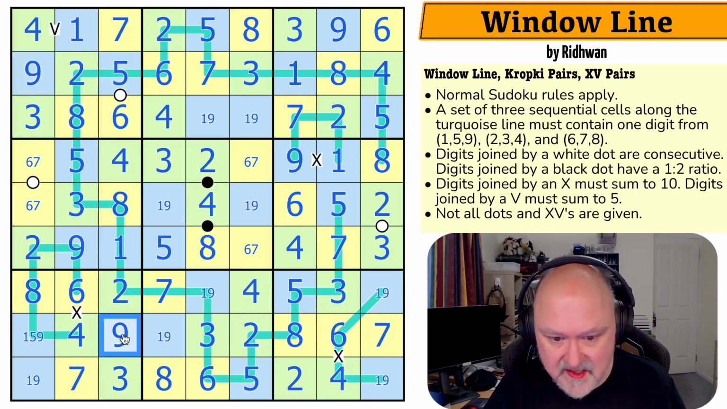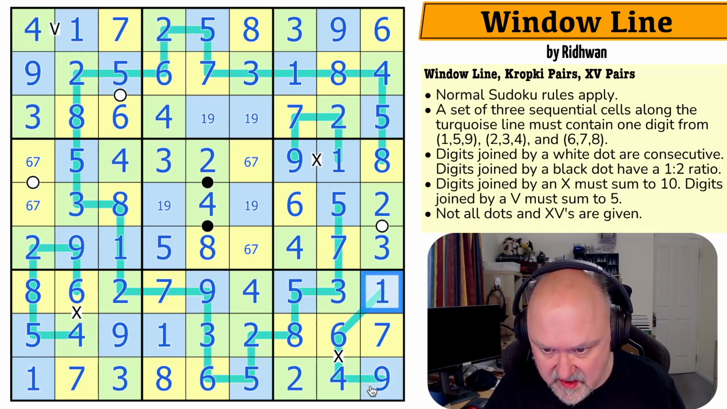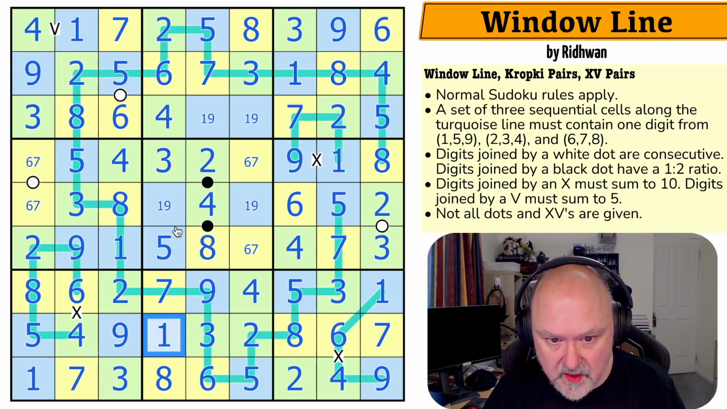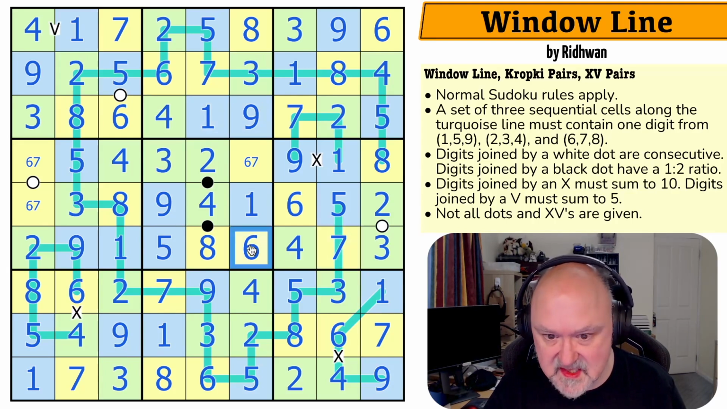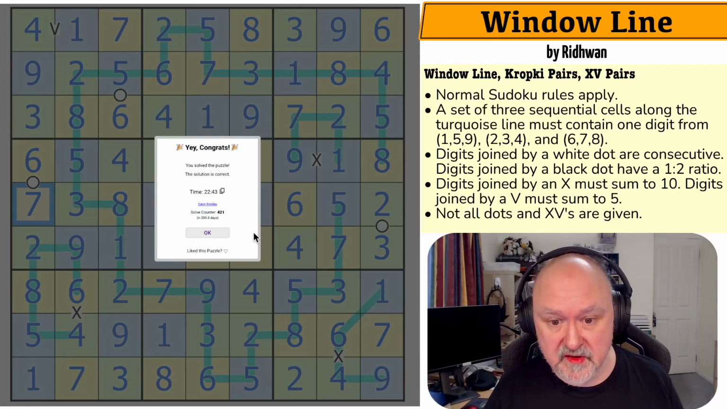The 5 looks down, making this the 9, this the 1, this the 9. The 1 and the 9 make this the 5. The 9 in the box makes this the 1, looking across, making this the 9 and this the 1. The 1 looks up, making this the 9 and this the 1, which looks up, making this the 9 and this the 1. And the 7 makes this the 6, this the 7, looking across, making this the 6 and this the 7. And that's the solution to Window Line by Ridhwan.